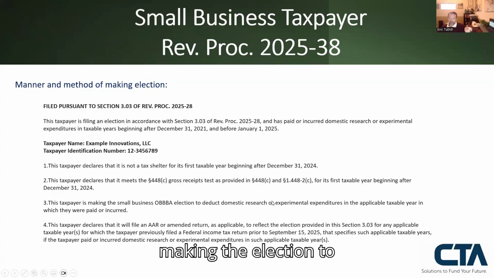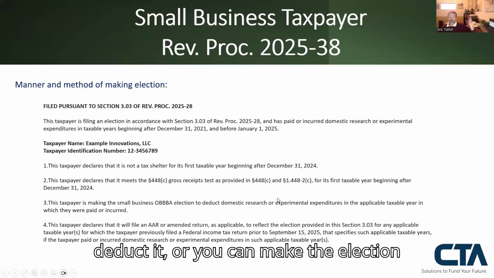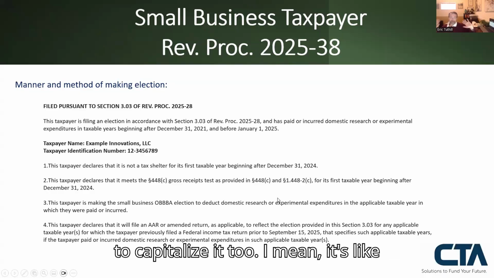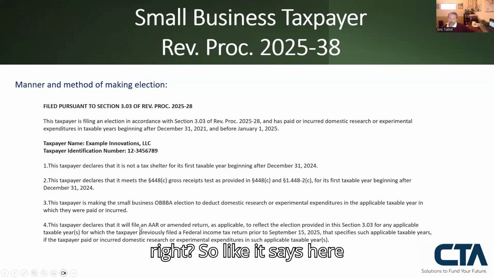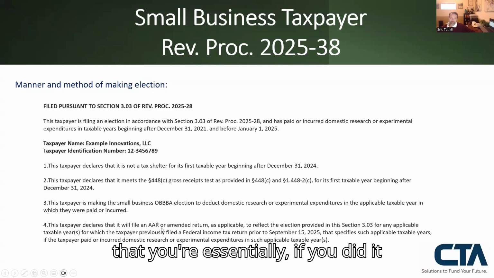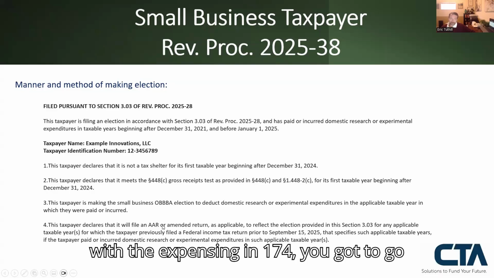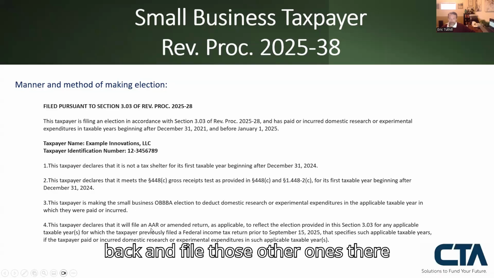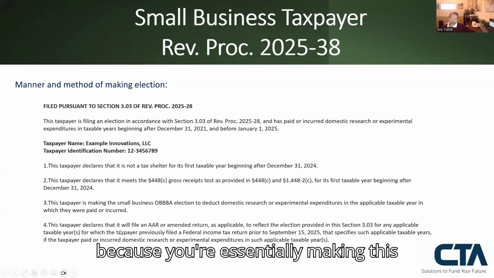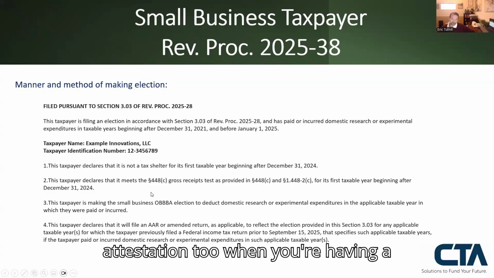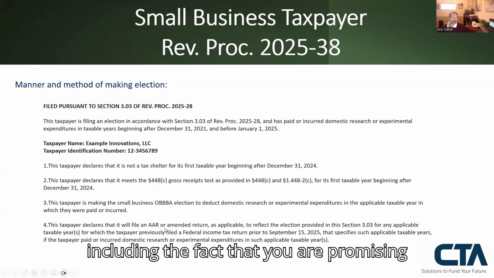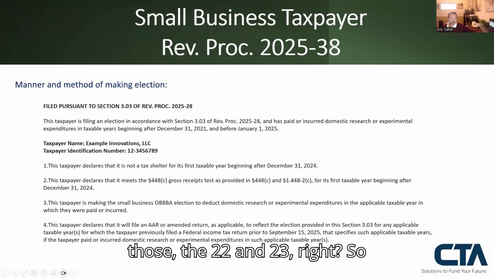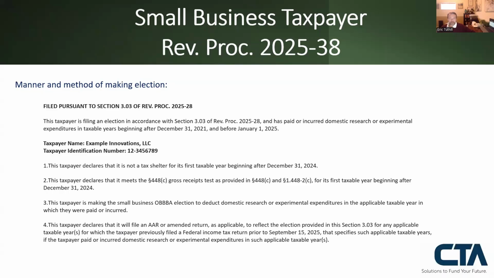And you're making the election to deduct it, or you can make the election to capitalize it too. You can do different things with it, right? So like it says here, if you did it with expensing under 174, you've got to go back and file those other returns because you're essentially making this attestation when you did it. You're having a deemed election, right? So you're meeting all of these criteria and factors, including promising that you're going to go back and amend the 22 and 23, right? So important to note that.